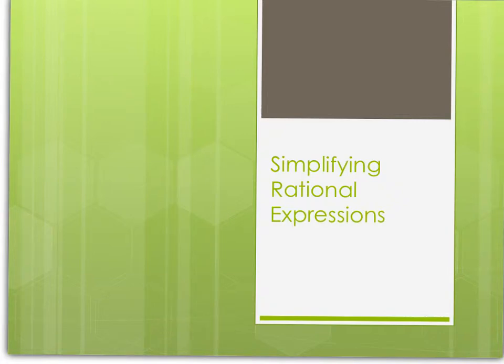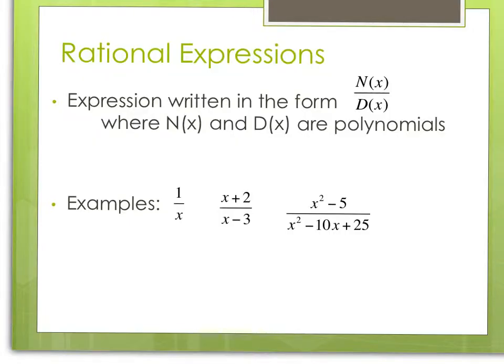Okay, we're going to look at simplifying rational expressions. So a rational expression is an expression written in the form n of x divided by d of x, where n of x and d of x are polynomials. So n meaning numerator and d meaning denominator.